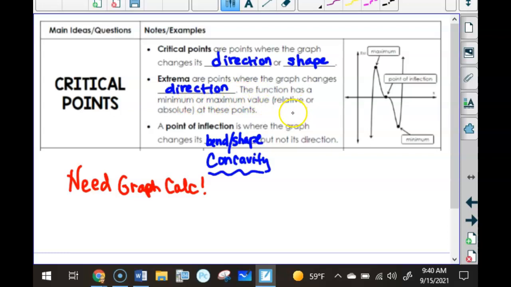Now we're going to talk today about a little more vocabulary called a relative or absolute max or min. And there's a couple Delta Math questions on whether it's a relative or absolute max or min. We'll cover that in a second. A point of inflection is where the graph changes its bend or shape, but not its direction.